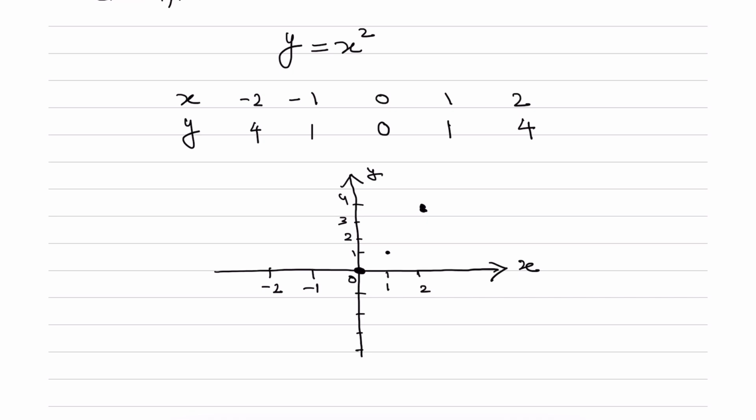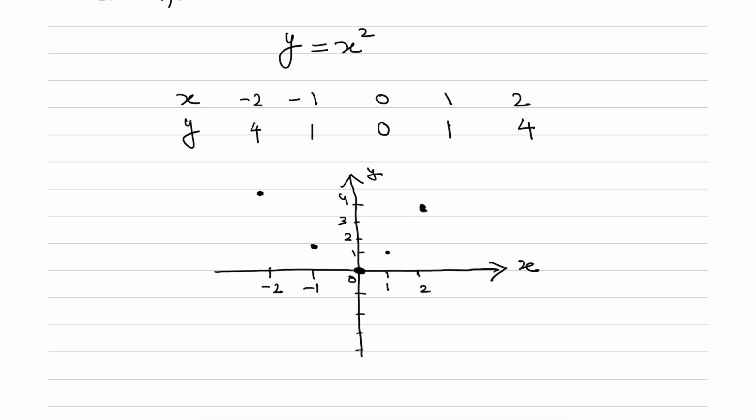And then we have (-1, -1), which is here. Another point that we are going to plot here is (-2, 4). So -2 is somewhere here.